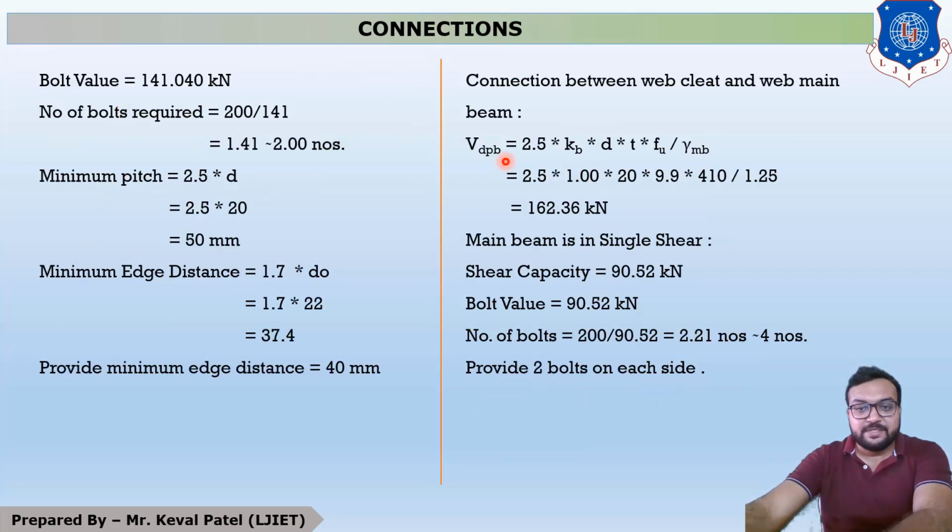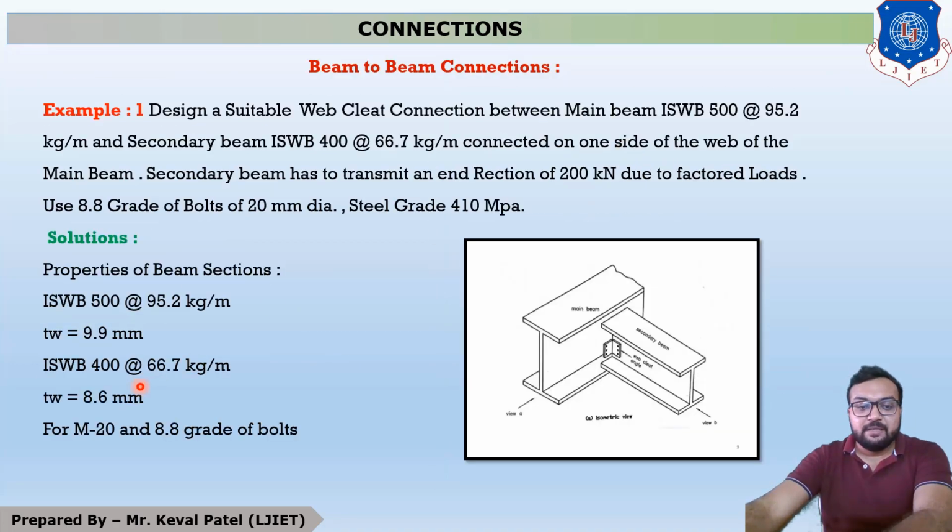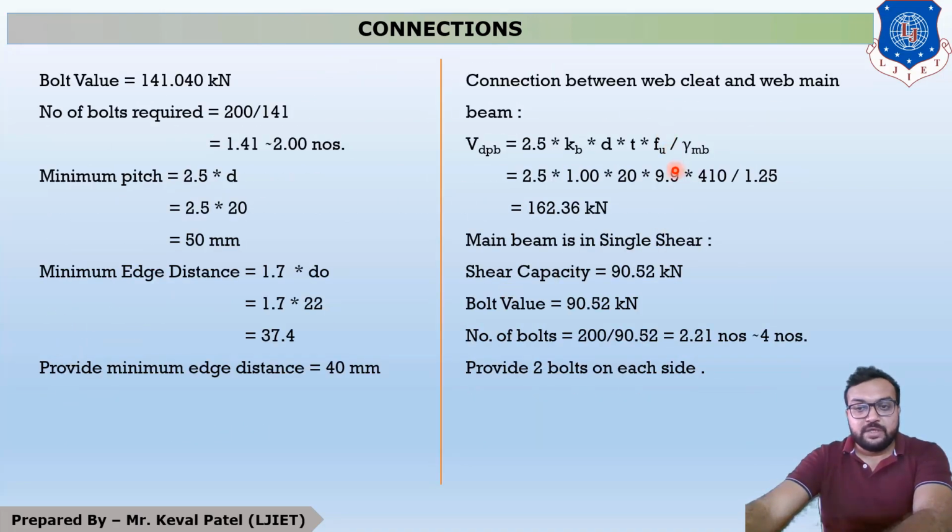Now for bearing capacity of bolt, it is 2.5 into kb into d t fu by gamma mb. Now 2.5 is constant, kb is assumed as 1, d is 20 mm, t means tw, so you can see that it is 9.9. Fu is 410 divided by 1.25. So our answer is 162.36 kilonewton. Okay, so this is our bearing capacity of bolt and this is our shear capacity of bolt.